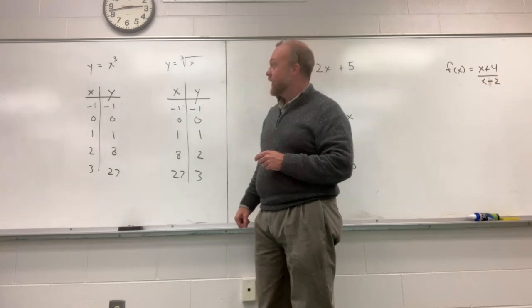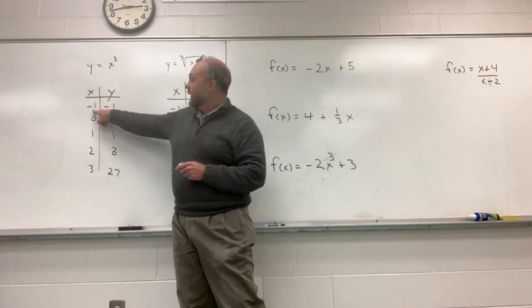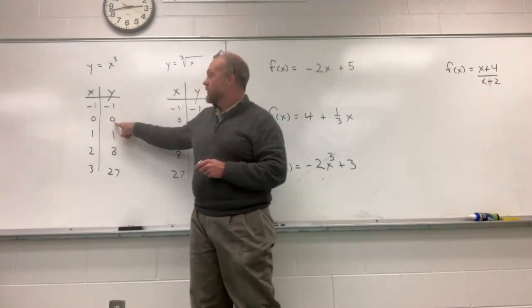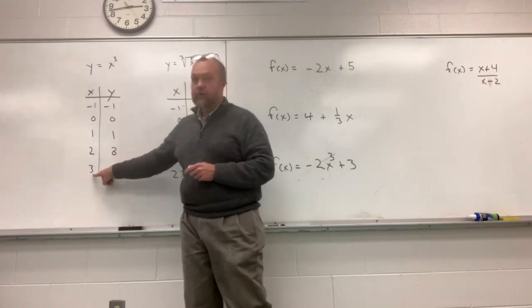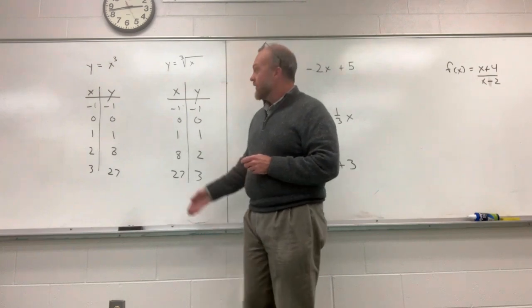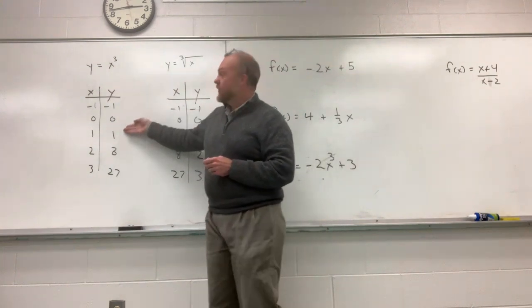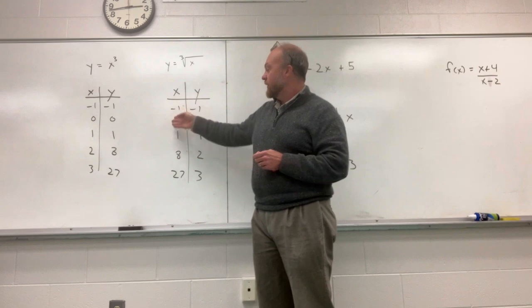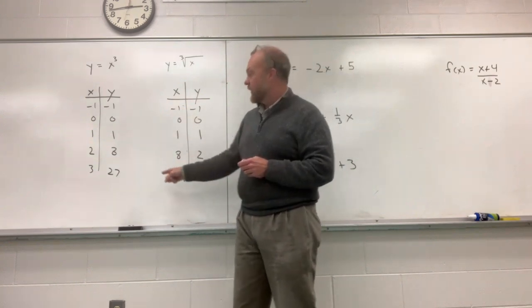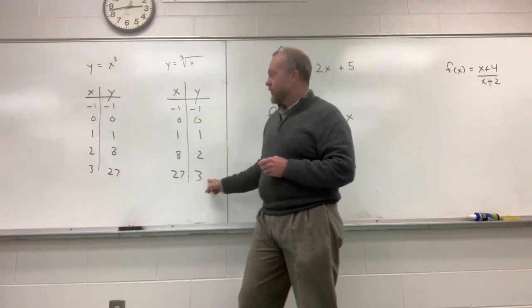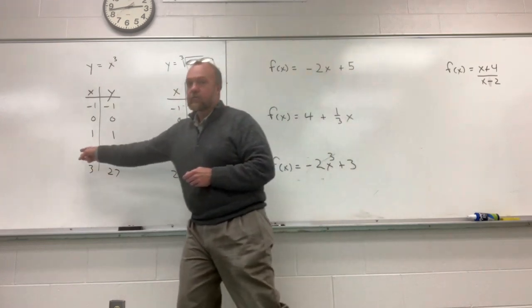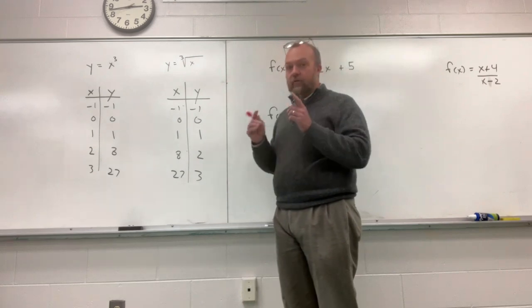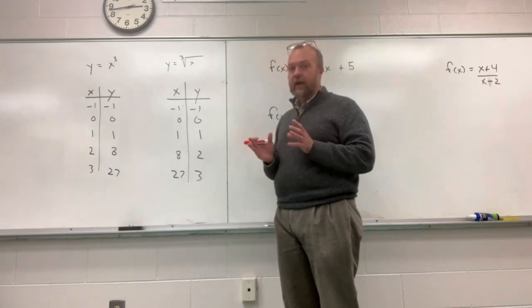If I were to put in some values for y equals x cubed, negative 1 cubed is negative 1, 0 cubed is 0, 1 cubed is 1, 2 cubed is 8, 3 cubed is 27. If I then take the results of that first function and I plug them into the second function, it gives me back what I started with. The cube root of 27 is 3. Back to where I started. The cube root of 8 is 2. Back to where I started, etc. So the idea is that inverse functions cancel.